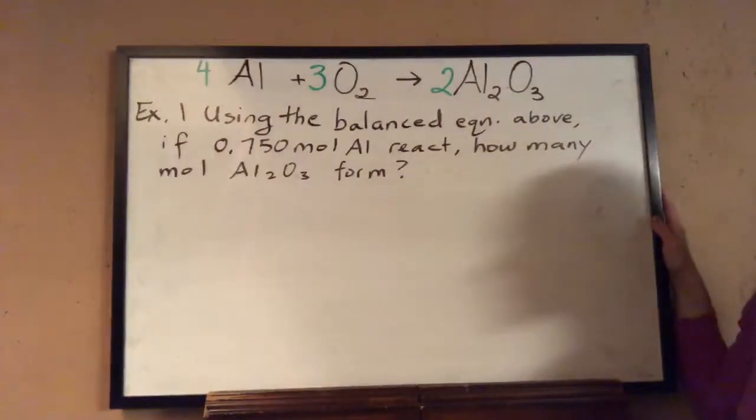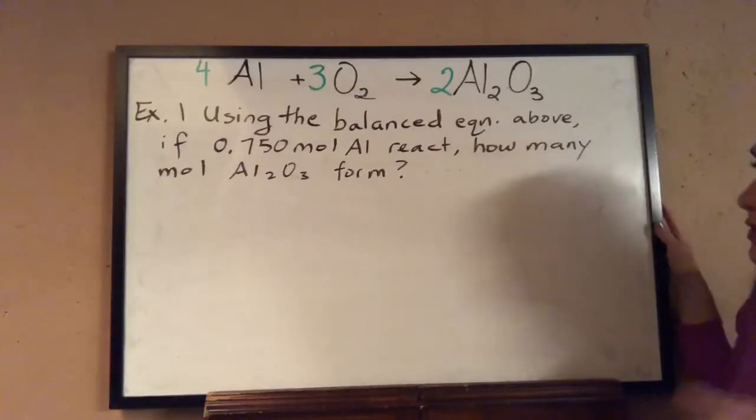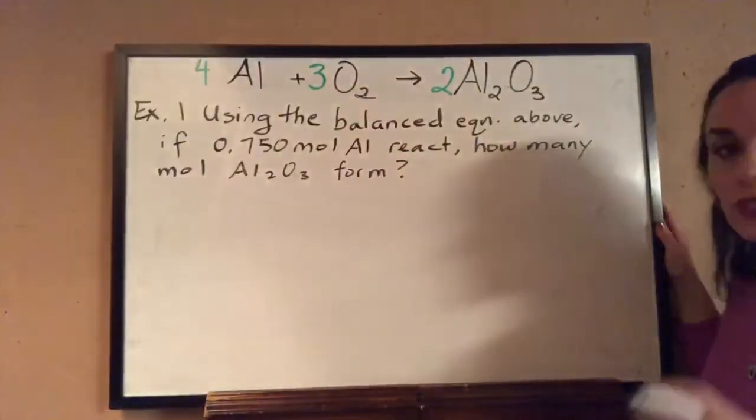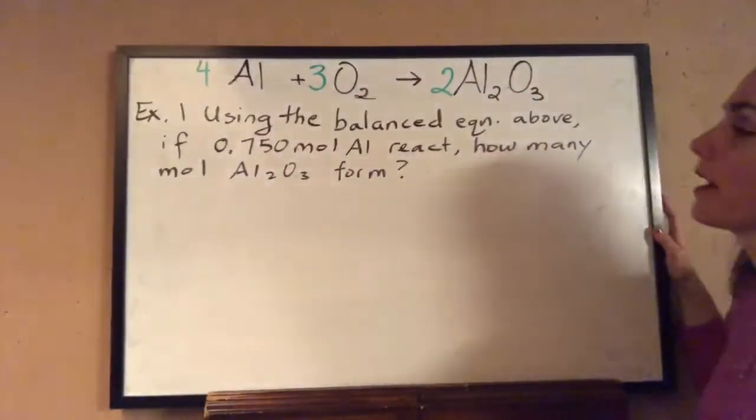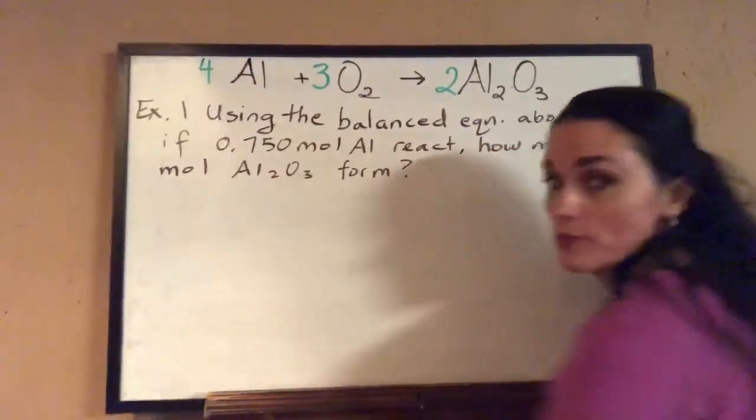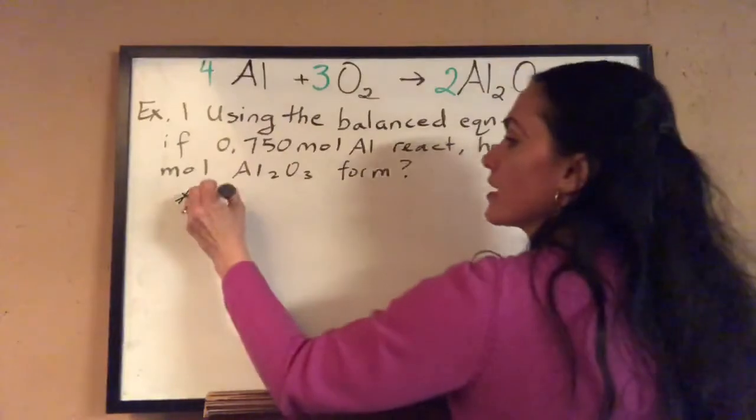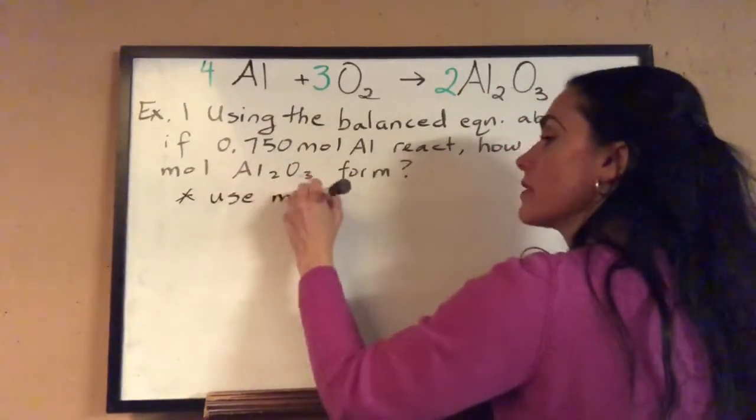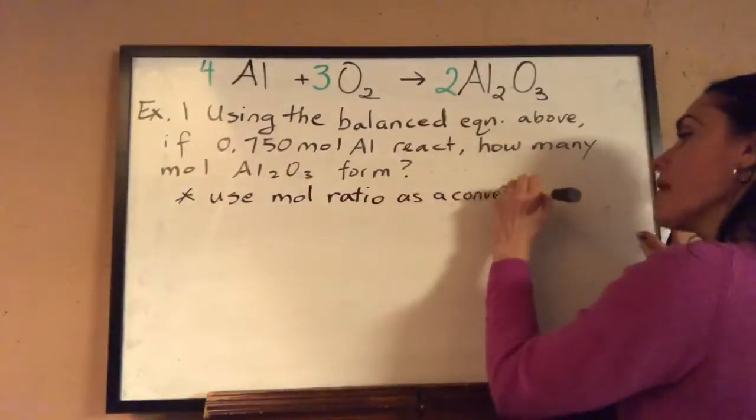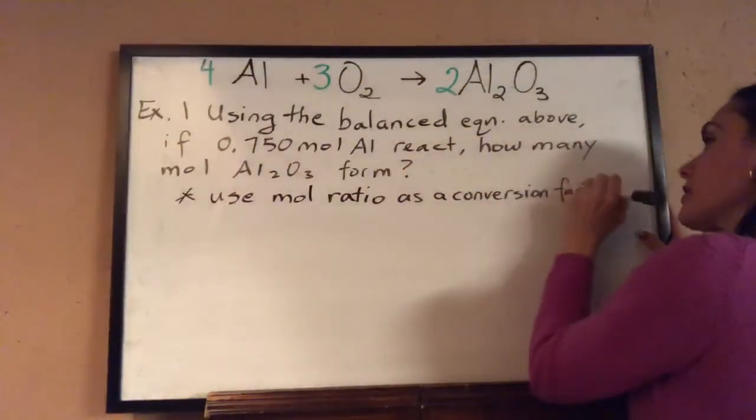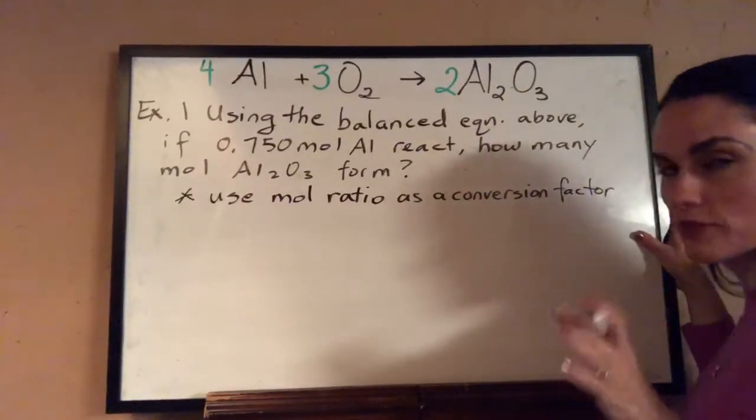Okay. Well, if we had 4 moles of aluminum react, we know we would get 2 moles of the aluminum oxide. But we don't have 4 moles. We have less, okay, which is realistic because you don't always have the exact mole quantities if you're doing a reaction. So then what we would need to do, we would need to use the mole ratio as a conversion factor. The mole ratio comes directly from the coefficients of the balanced equation.